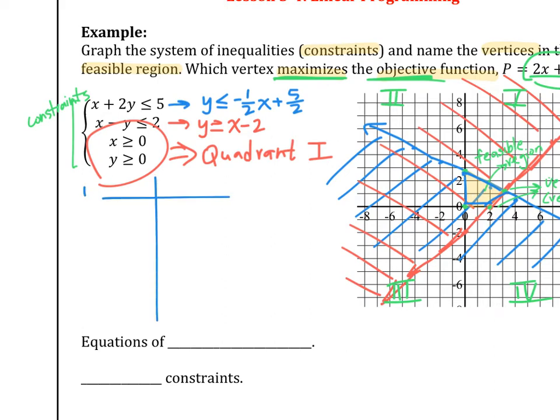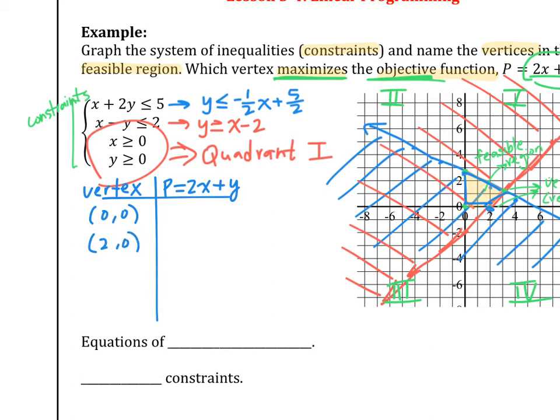So here's what I do. I make a table of the vertices, and then I put the objective function, 2x plus y. So what are my vertices? Well, I know one of them is 0, 0 for sure. I think the other one is 2, 0.